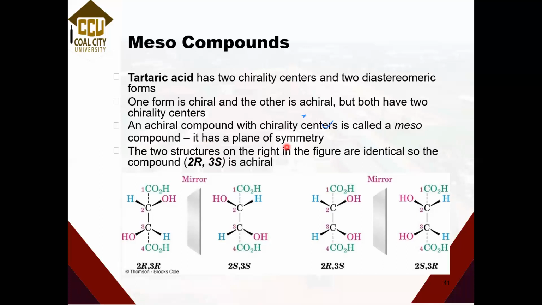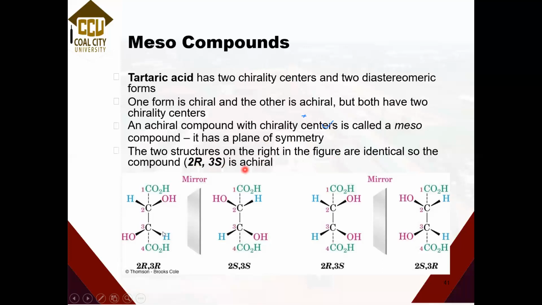Very important statement. If I ask you to define meso compounds: meso compounds are compounds having chiral centers but are achiral because of the presence of a plane of symmetry. This is the reason why, though they have chiral centers, they are not chiral compounds. The two structures on the right in the figure are identical. So the compound 2R,3S is achiral.